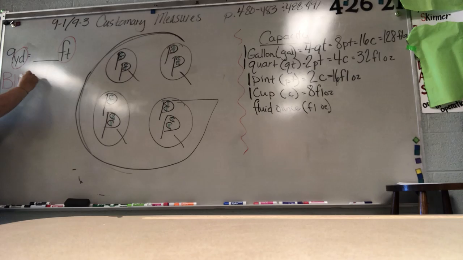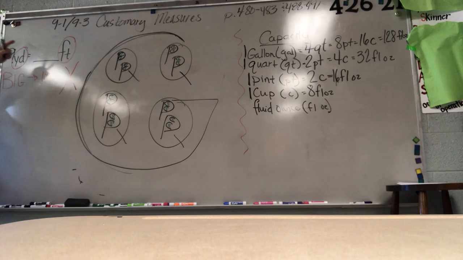Guess what you're going to do? What makes a number big? Multiply. If I'm going big to little, I'm going to multiply. Because I want to make this number bigger. Because there are more feet in a yard than there is yards in a feet. So, if I'm going big to little, I multiply. How many feet are in 1 yard? 3. So I'm going to multiply by 3. What is 9 times 3?